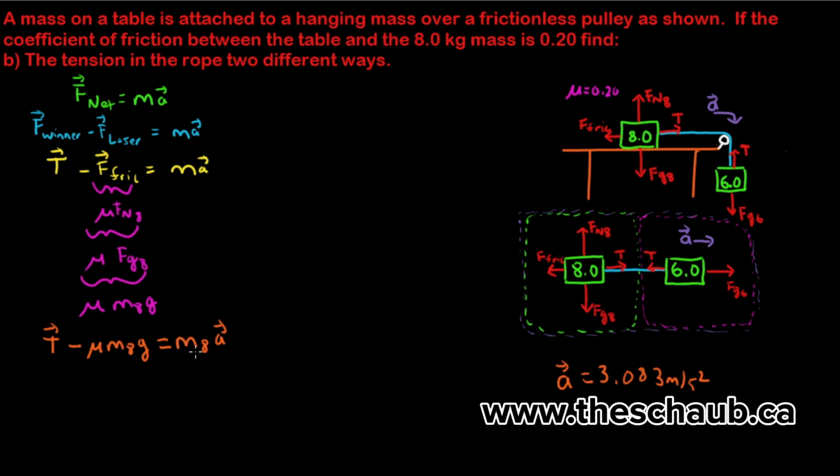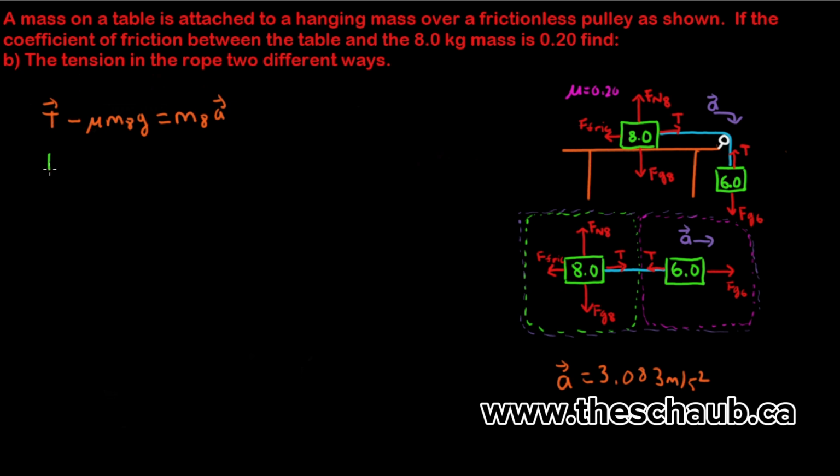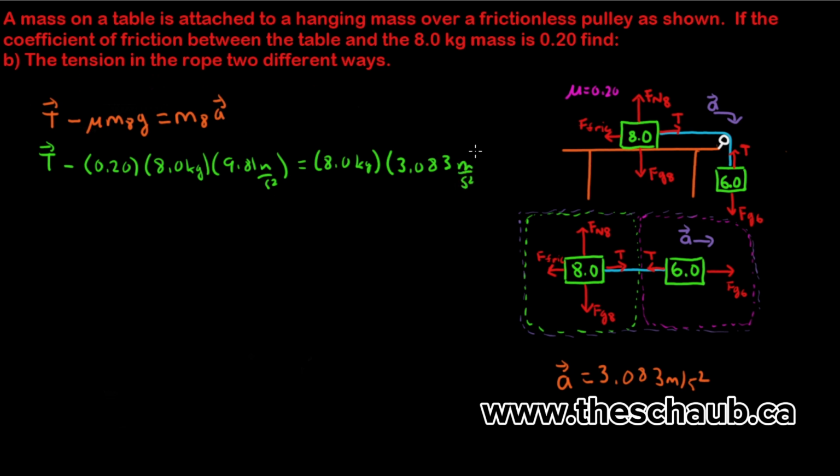And this is the mass 8 only because we're now looking at this system of just the 8 kilogram mass. Let's rewrite this equation at the top and add our numbers. Substituting our numbers into our equation, we have T minus mu, which is equal to 0.20, it's given in the question, multiplied by our 8 kilograms, multiplied by our value of gravity, and this is equal to our 8 kilograms, multiplied by the acceleration we found in part 1, 3.083 meters per second squared.